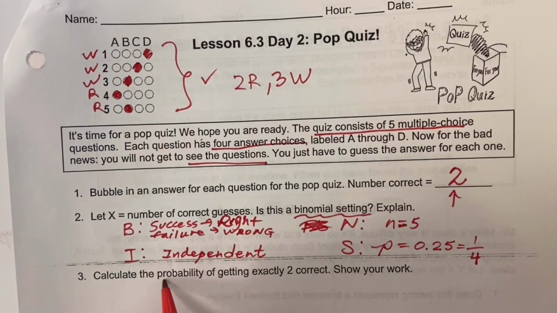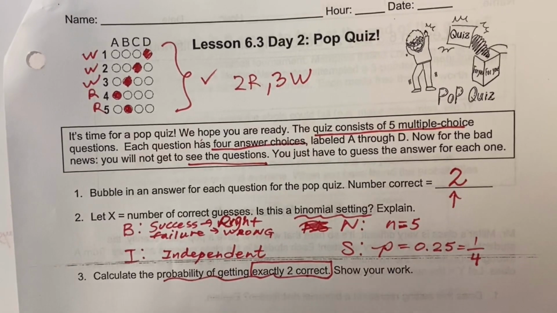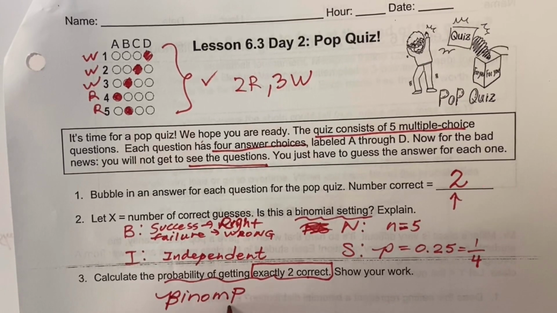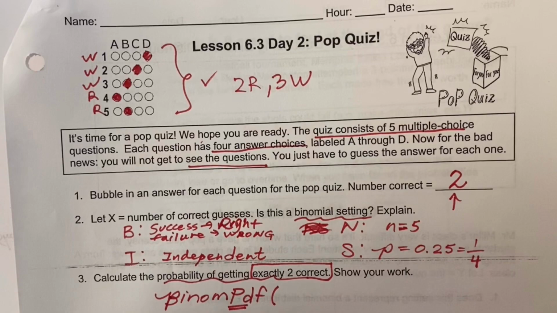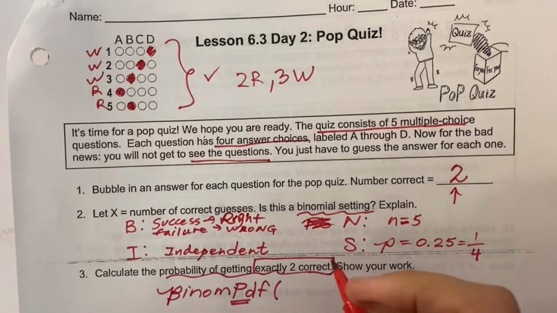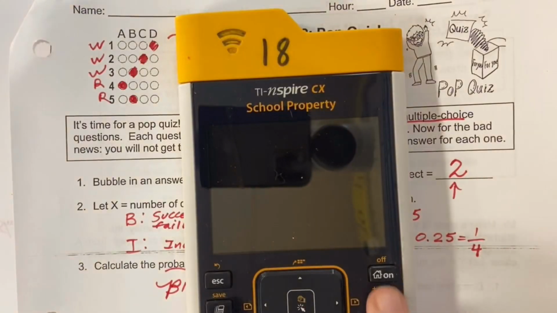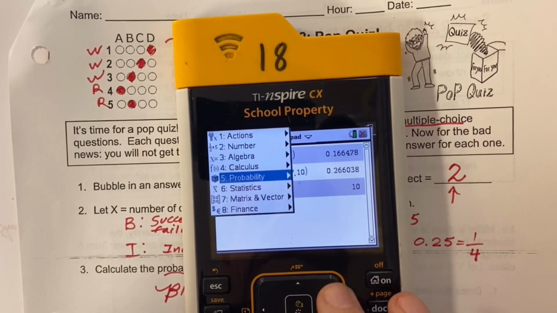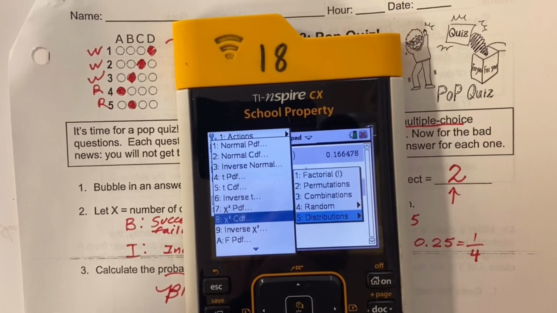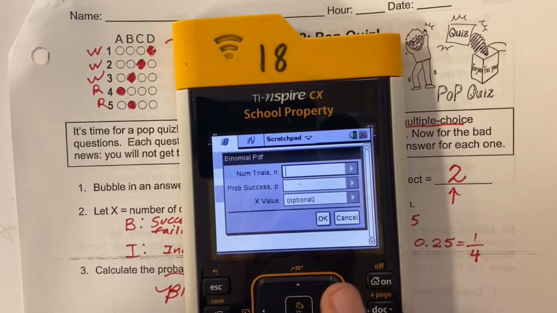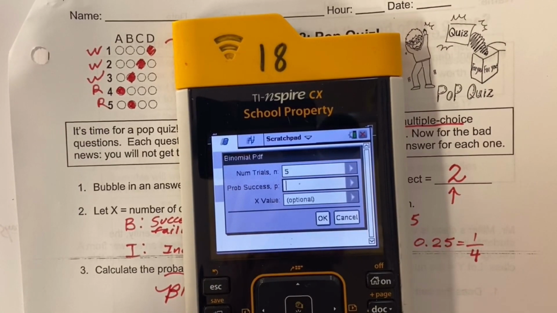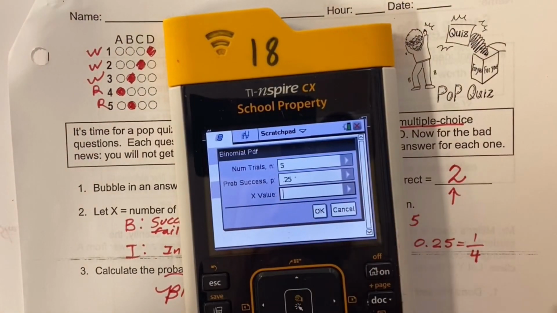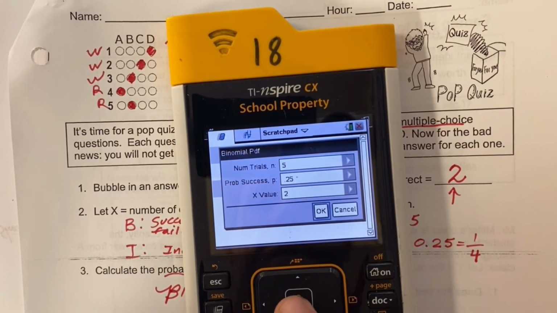Awesome. So it says calculate the probability of getting exactly 2 right. What we went over in class is that should be the binomial PDF, and let's use this calculator. Some classes got a chance to use the calculator, some didn't, but let's use it now. I go to menu, probabilities, distribution, scroll all the way down, and there it is, binomial PDF. The number of trials is 5, 1/4 of the time I'll be successful, and I want to know my chances of getting exactly 2 right.